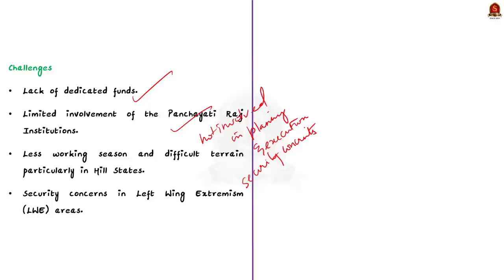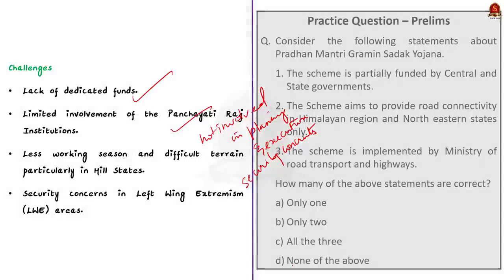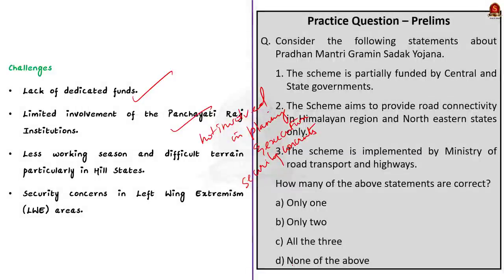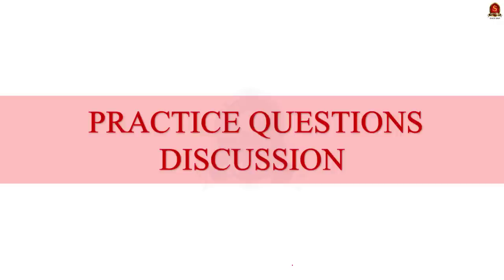Overall, the scheme is a major initiative to improve rural connectivity in India. It has helped to promote economic development and social inclusion in rural areas. So these are some of the important facts that you have to remember about Pradhan Mantri Gramin Sadak Yojana. That's all regarding the Hindu newspaper analysis for the day.